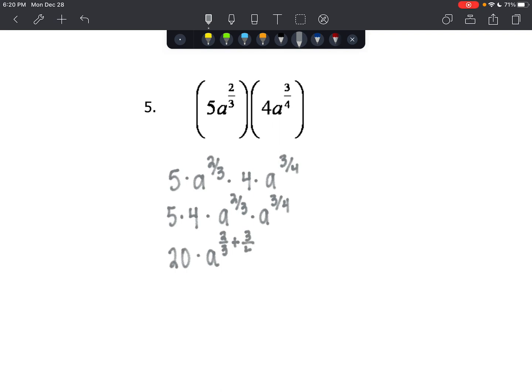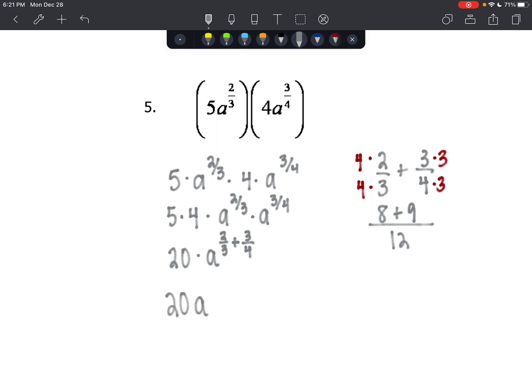2/3 plus 3/4. Well, this first fraction needs a 4, and this second fraction needs a 3. So that gives us a common denominator of 12, and we have 8 plus 9, which is 17. So 20a raised to the 17/12 power.